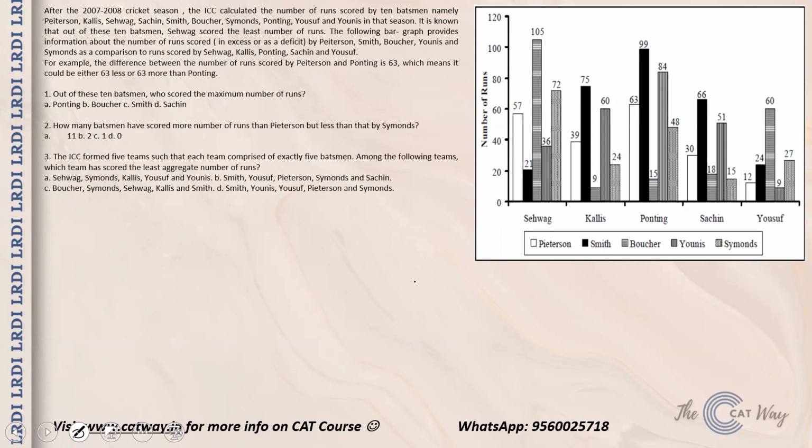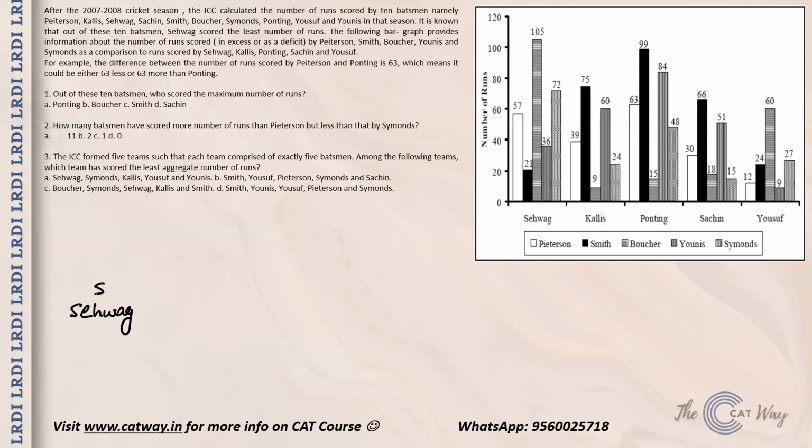Now, for example, the difference between the number of runs scored by Peterson and Ponting is 63, which means it could be either 63 less or 63 more than Ponting. All right. So this is how it has been given, guys. And one thing it has done good for us is that it has told us that Sehwag is the least run scorer. So let's say Sehwag stands over here, at some score of S.